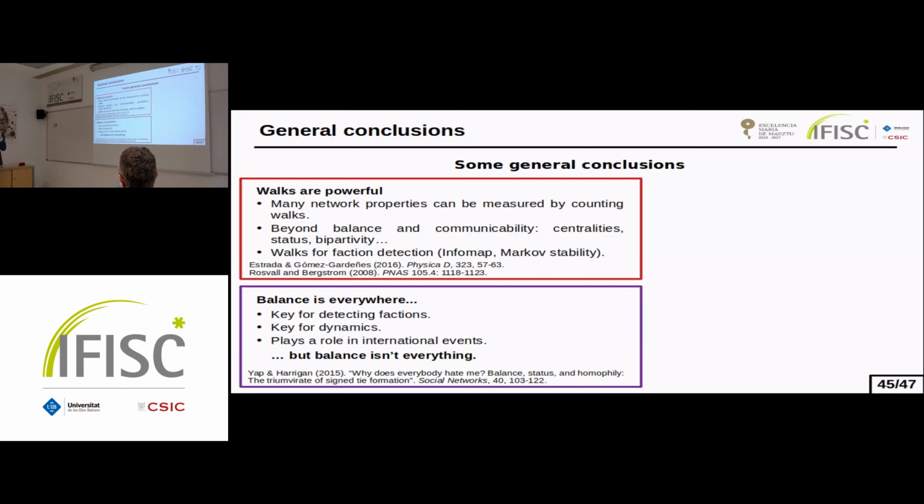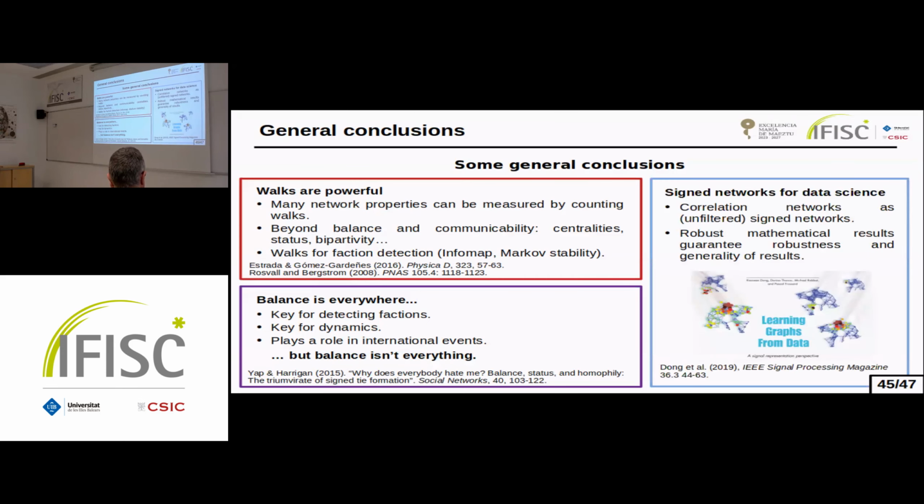A second conclusion is that balance is everywhere. We have seen that it plays a role in the dynamics, it plays a role in the detection of factions, and even is related to the occurrence of international events. But it is also important to recognize that balance isn't everything, and that there are additional mechanisms causing effects inside networks like status and homophily.